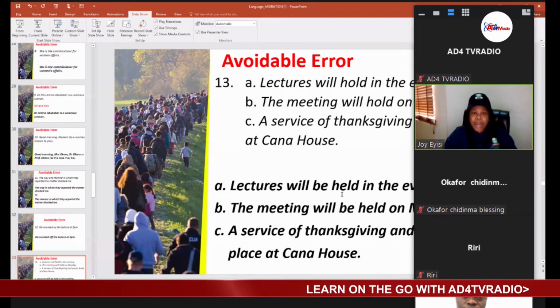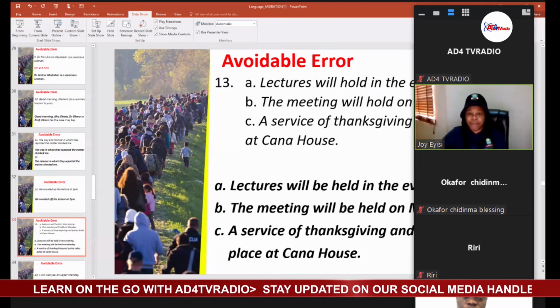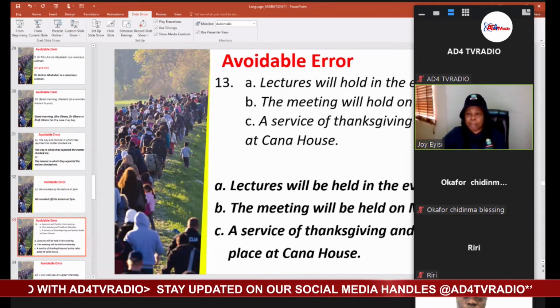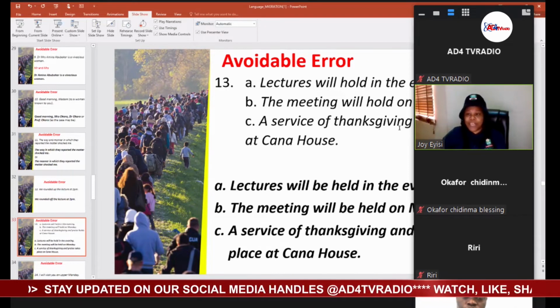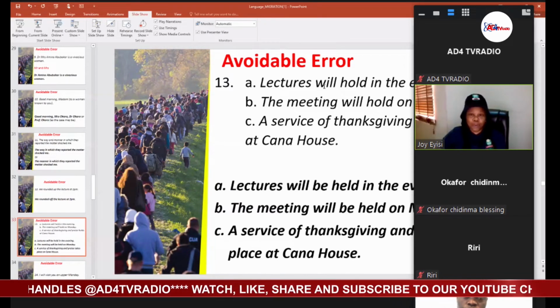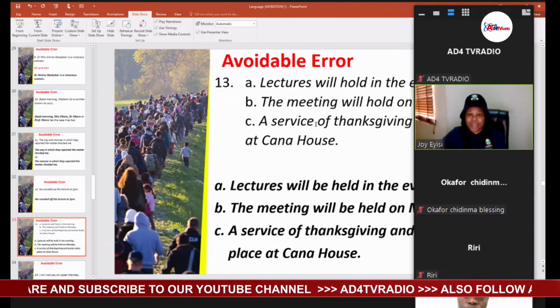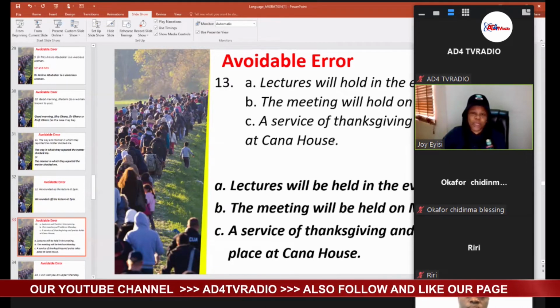These are common errors we also have in Nigerian context. Lectures will hold in the evening. The meeting will hold on Monday. A service of thanksgiving and praise holds at Kana House. Lectures do not hold anything. Meeting does not hold anything. The service of thanksgiving doesn't hold anything.